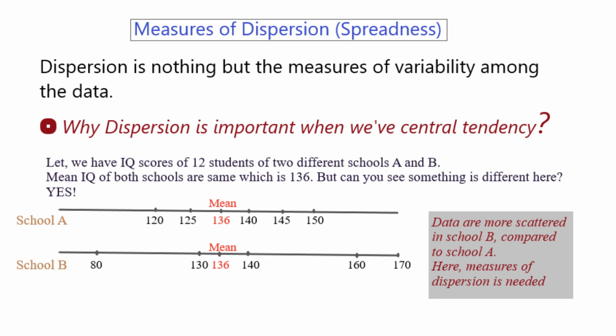We have IQ scores of 12 students from two different schools, A and B. The mean IQ of both schools is the same, which is 136. But can you see something different here? Oh yes. Data are more scattered in school B compared to school A. Here, a measure of dispersion is needed.